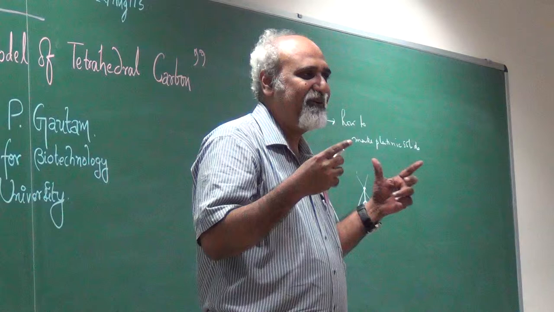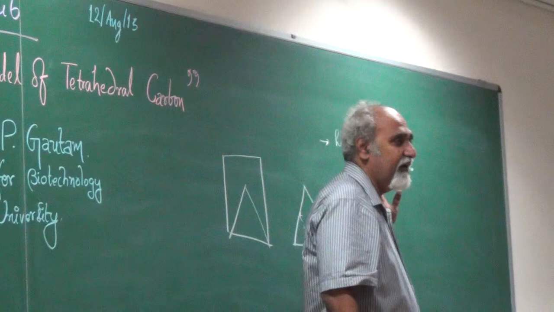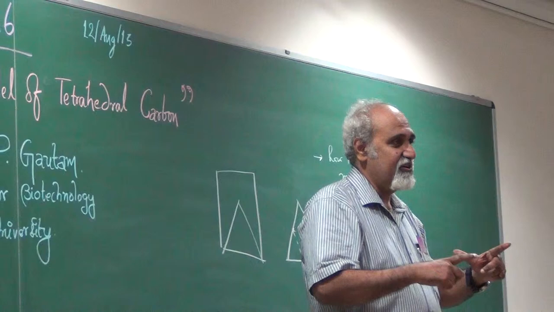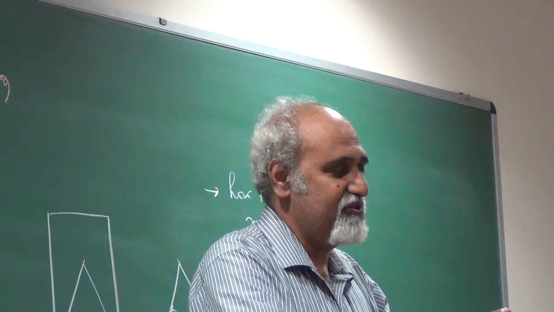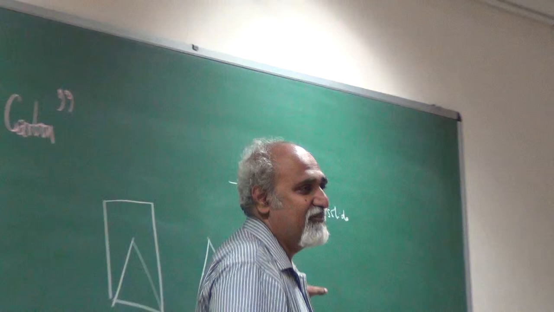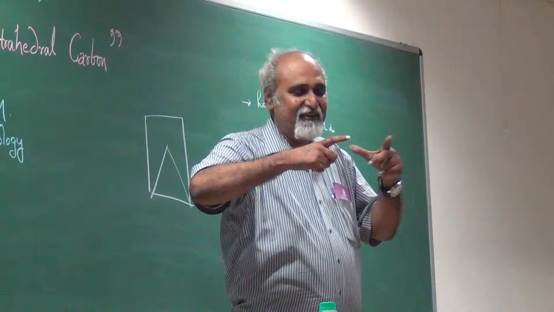The next thing he said, okay, how do I now see the structure of ethylene? He said, no problem. Just take the edges and join them. So for the ethane model, you just have to put the apexes together. For the ethylene, you just have to put the edges together. And immediately you would see that this C-C is a double bond, and then you get two things.